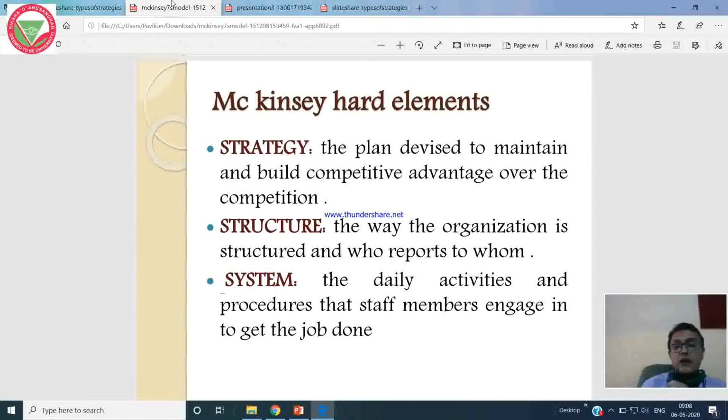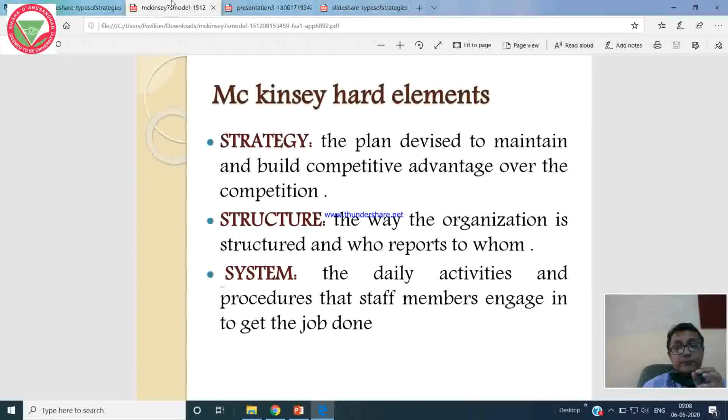Then comes the third one, system. The daily activity or procedure that staff members engage in to get the job done. The activities, the system, the technology, all fall under the category of system through which the staff members get engaged in getting the job done. How the work is being done, what type of technology is being used in the work, what type of machines or equipment are being used in the work, all fall under the category of system.